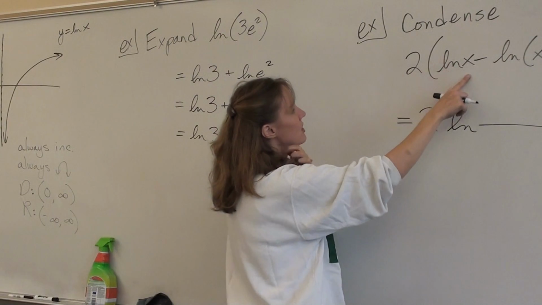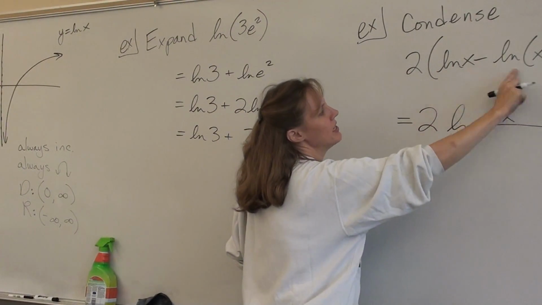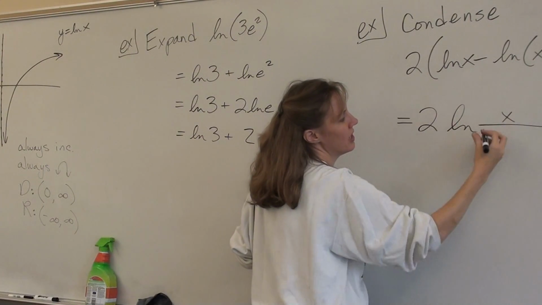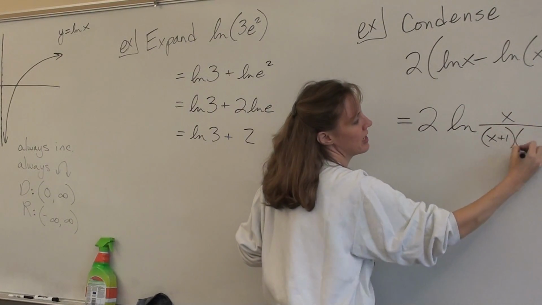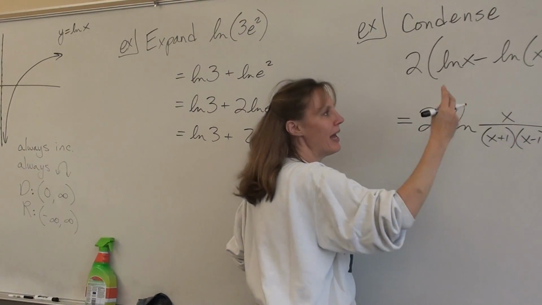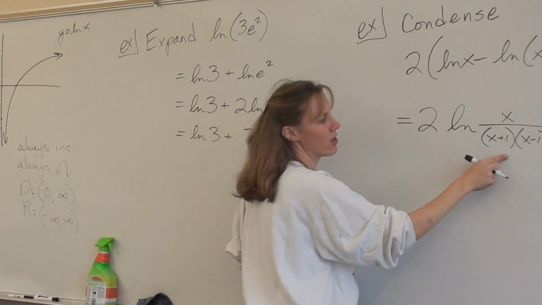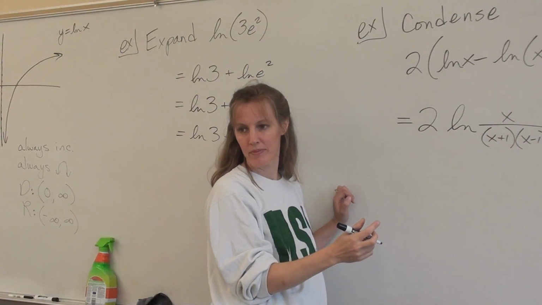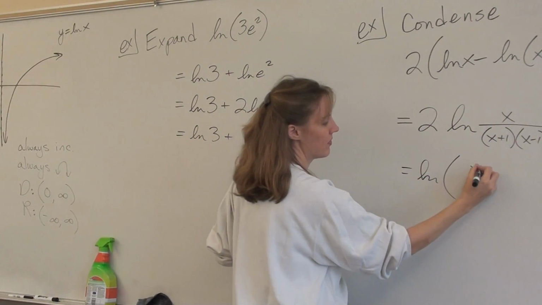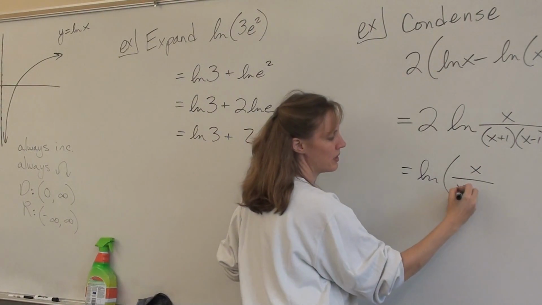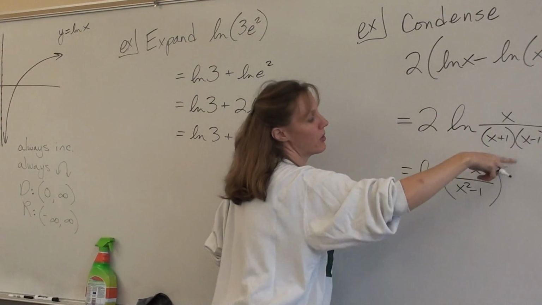The x is positive, so it's a positive log, so the x goes to the top. This log is being subtracted, so the x plus 1 goes to the bottom. That log is being subtracted, so the x minus 1 goes to the bottom. Anything that's added, the argument goes to the top. Any log that's subtracted, the argument goes to the bottom. If you wanted to clean it up, x plus 1 times x minus 1 is x squared minus 1, or you could keep it factored, it doesn't matter. And then the 2 applies to the entire argument, right?